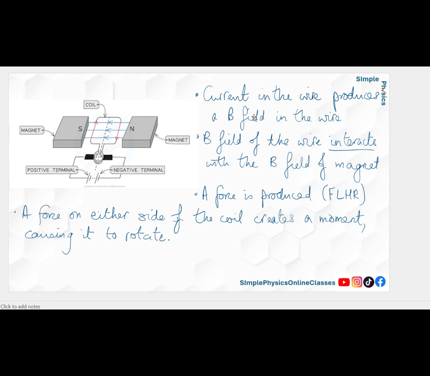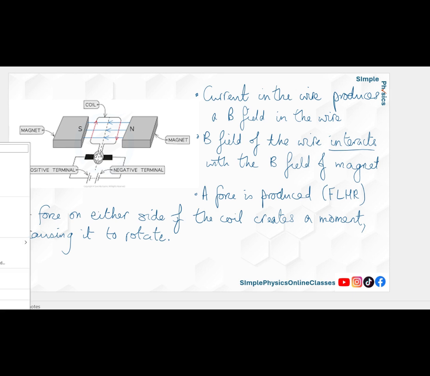So what's the description of this? The first bit: current in the wire produces a B field around the wire, the B field of the wire interacts with the B field of the magnet, and force is produced. Then you've got to give context to get the extra mark: a force on either side of the coil creates a moment because one force is up, one force is down, which then creates a rotation, causing it to rotate.